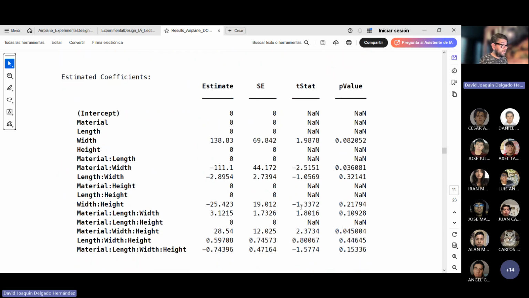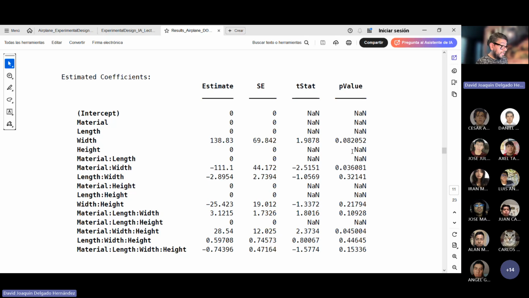So look, this is the model. These are the coefficients, and these are the p-values. Look, the p-values are not so high anymore. They are much lower than in the previous exercise that we did earlier today.